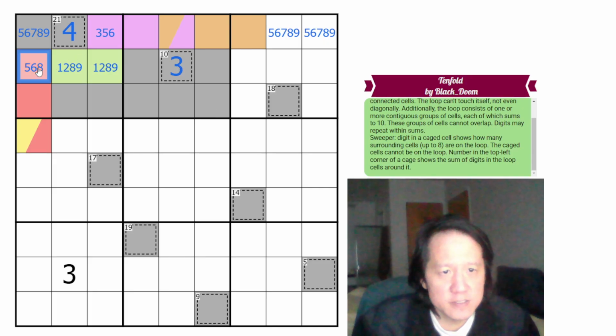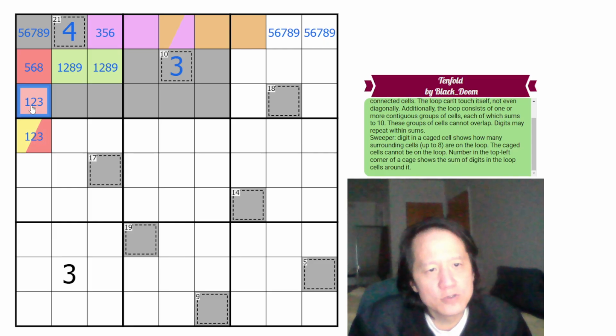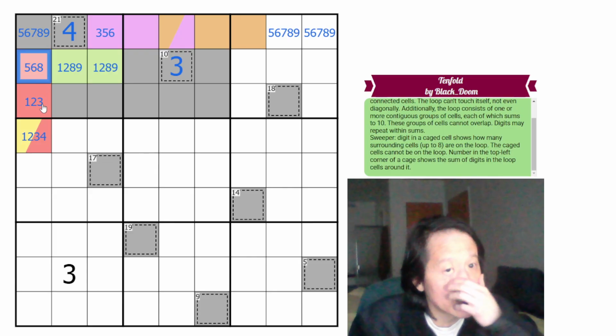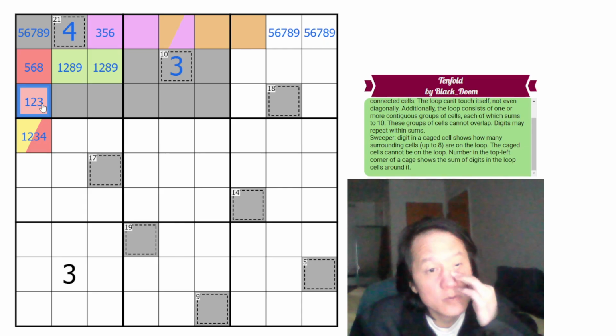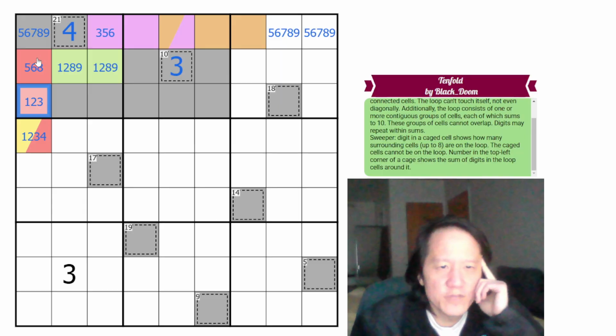If this is 6, it cannot be with 4 because that's 4. Therefore, it would be with 1 and 3. That's possible. If this is 5, it has to be with 2 and 3 or 1 and 4. So this could be 2 or this could be 1, 4 here. If it's 8, it has to be with 2. So if this is 5, this would have to be a 6 here.